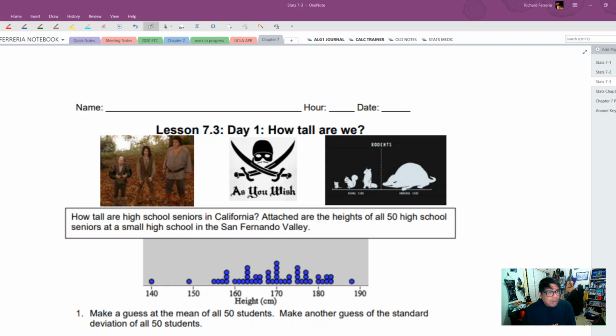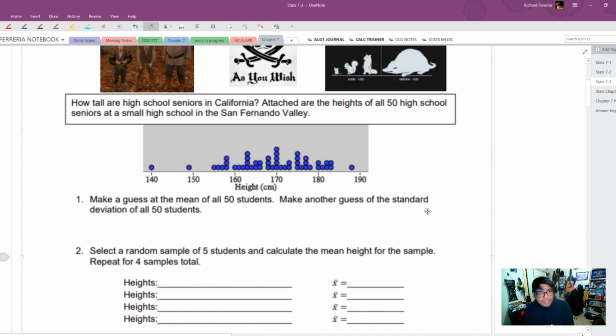So how tall are high school seniors in California? Attached are the heights of 50 high school seniors in a small high school in the San Fernando Valley. Guess it's not really attached, we just have this histogram. But we can go ahead and from this dot plot.